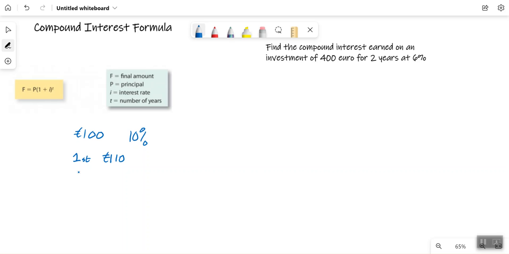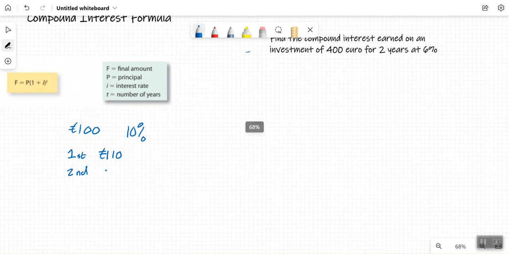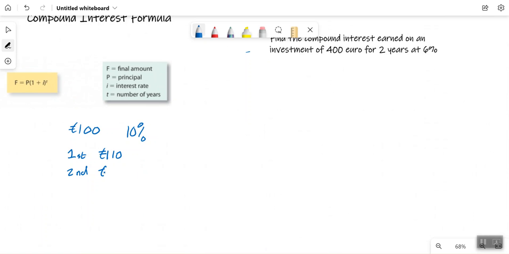And then imagine after the second year, at that same interest rate, it's going to be 10% of €110, which is going to be equal to €11, and that's €11 added on to the 110, which would bring it up to €121. And then this can go on and on, for a number of years, depending on how long you keep it in.